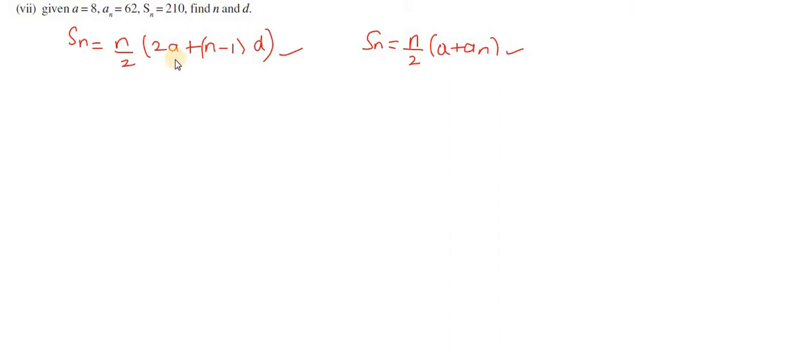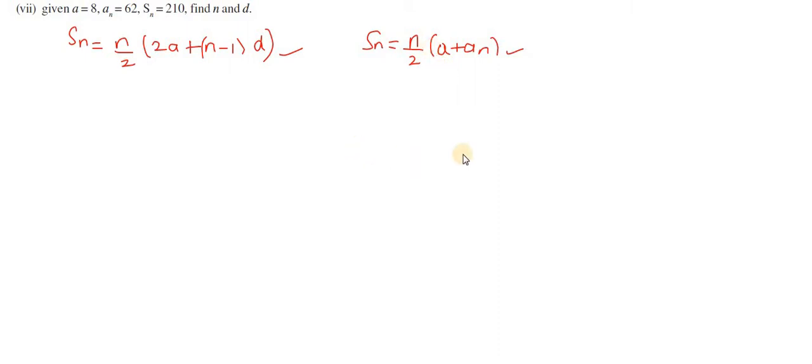Just look into the first formula. Sn is equal to n by 2 into (2a plus (n minus 1) into d). Here we don't have d and we also don't have a. So it is difficult for us to find Sn, right? Why? Because we don't know two parameters.